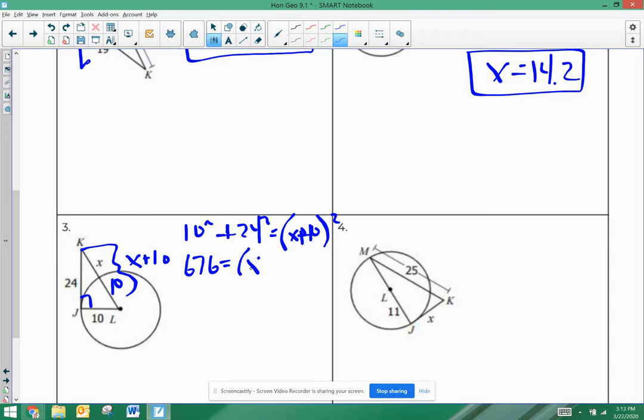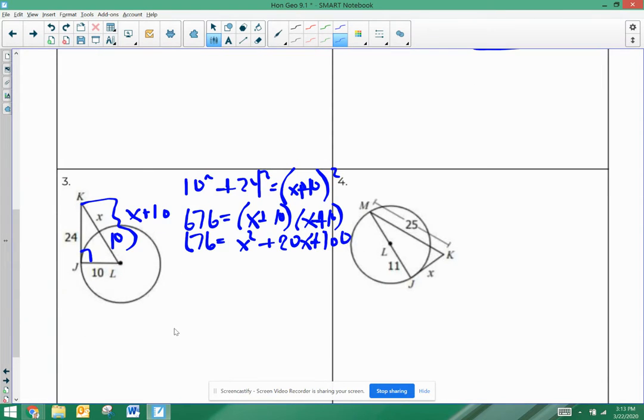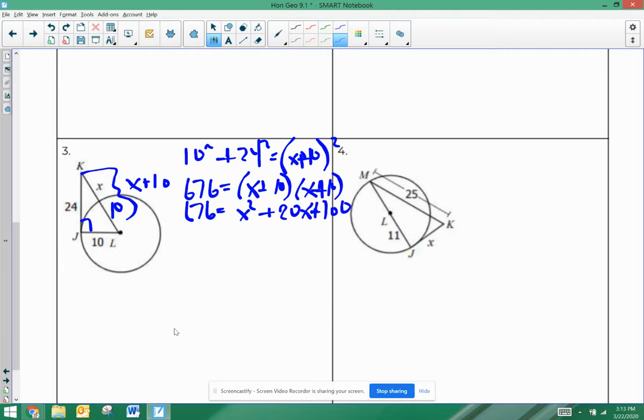So then if I expand x plus 10 squared, that's just x plus 10 times itself. And then I FOIL it. 676 equals x squared plus, combine like terms, 20x plus 100. So since this is a quadratic, I need to set that equal to 0. So I'll subtract 676 on both sides.